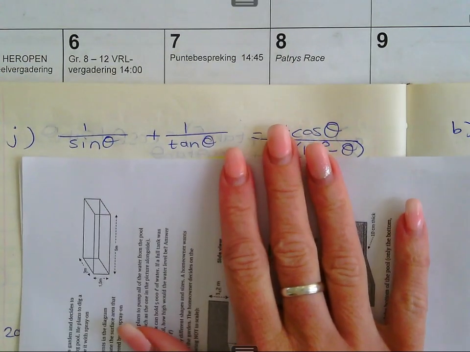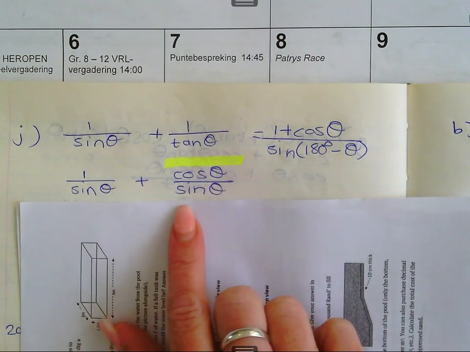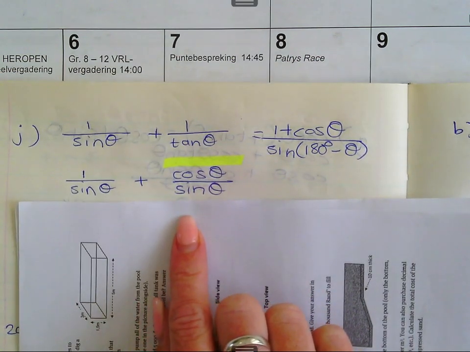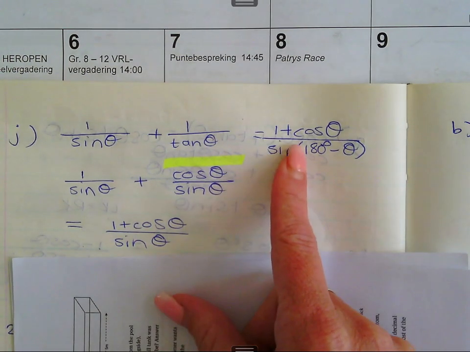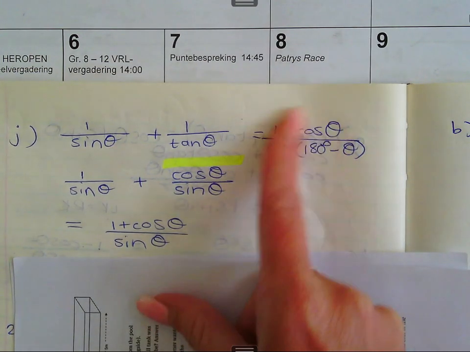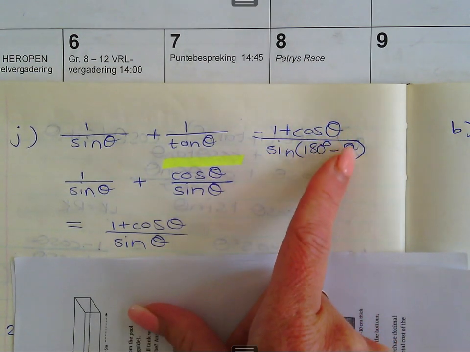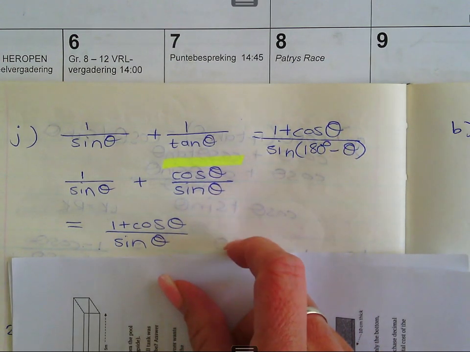Now if you know that, then this is very easy. You can just put it in there. Cos over sin. Do you see the denominators are the same? So I can just add the numerators. And then it already looks pretty much like the answer. There's only one thing wrong, and that thing is in the answer. That 180 minus theta is not in its smallest form. It's not a reference angle.